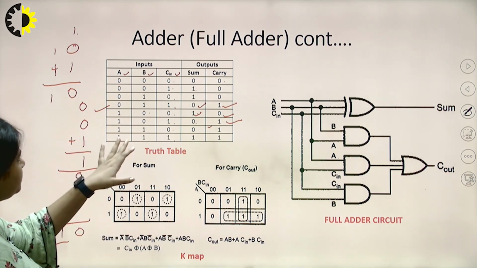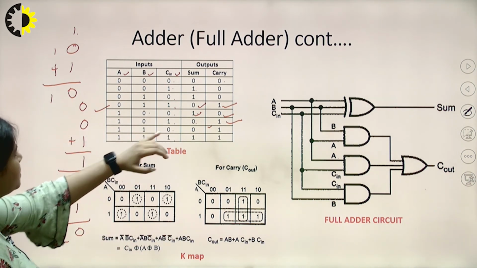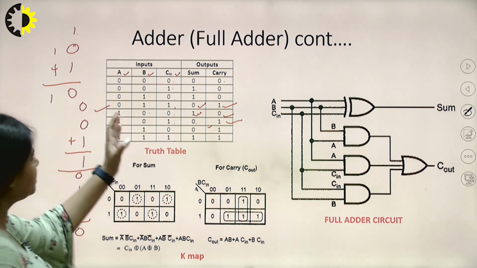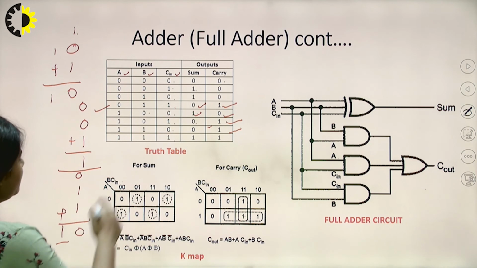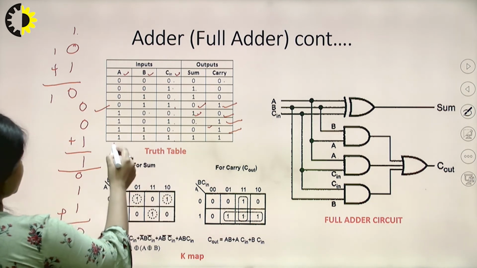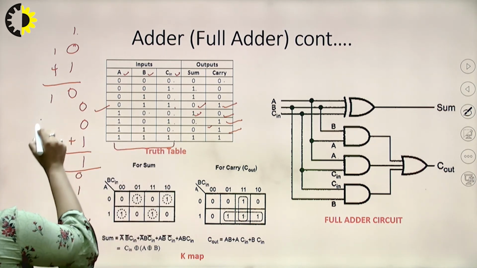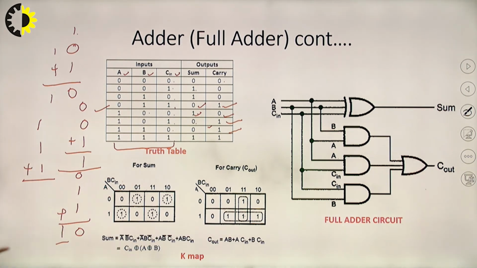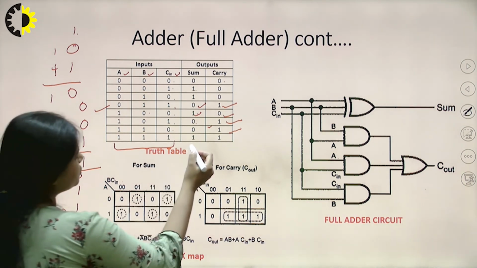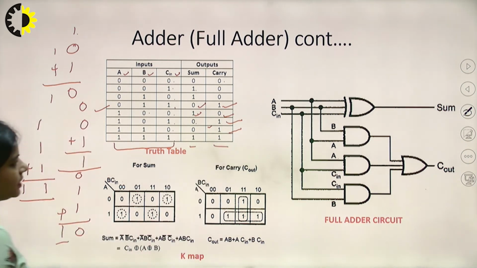For 1 1 0, the sum is 0 and the carry is 1. Again, for triple 1, in this case we will have 1 as the sum and 1 as the carry.